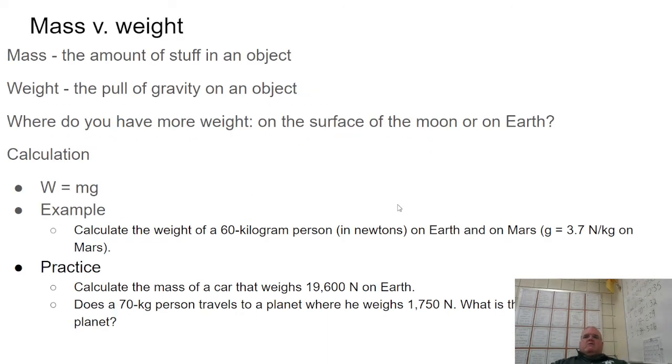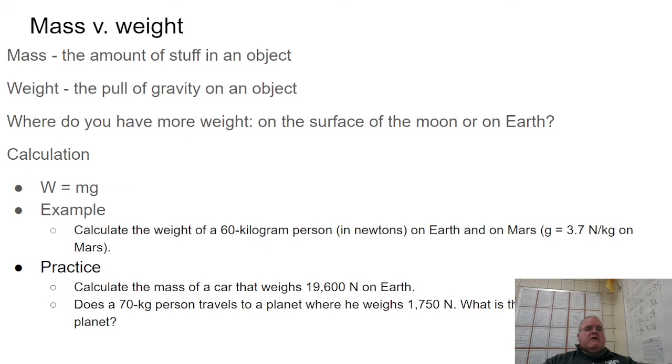And now I want to talk about mass and weight, and we're going to calculate weight here when we're done. There's a difference between mass and weight. Mass is the amount of stuff in an object. Weight is the pull of gravity on that object. So let's think about this. Where do we have more weight? On the surface of the moon or on the surface of Earth?